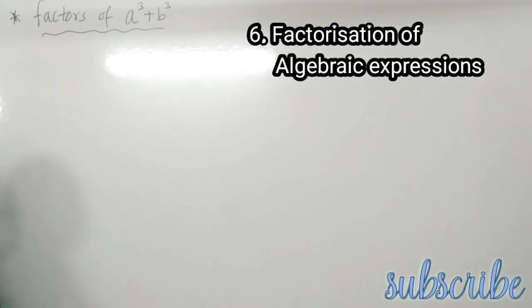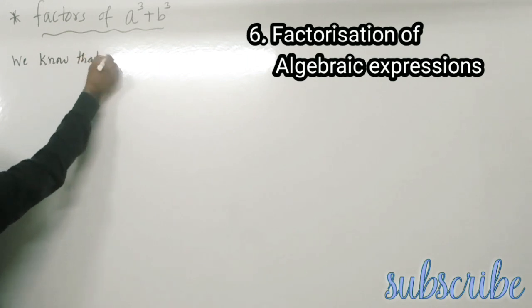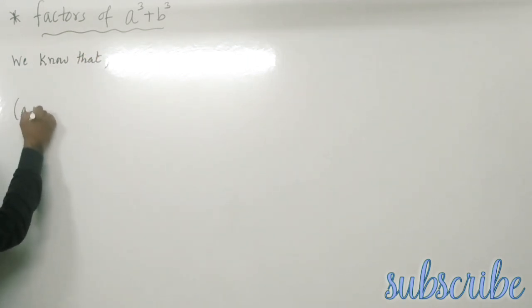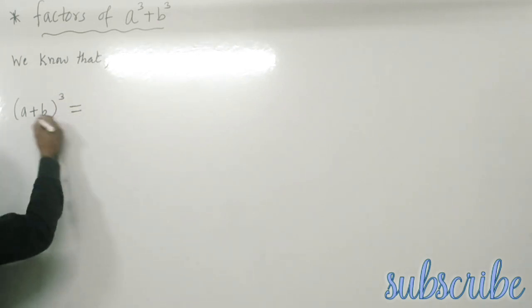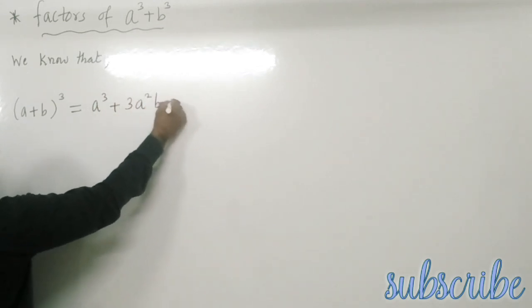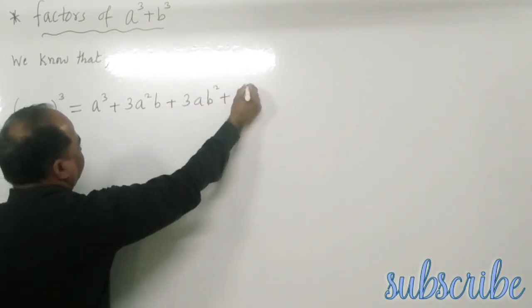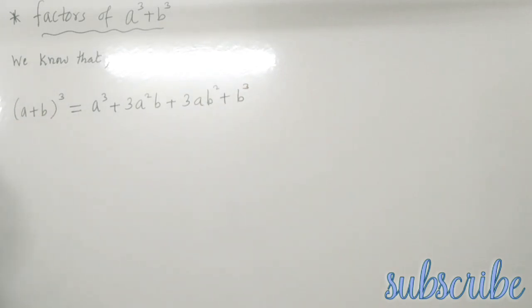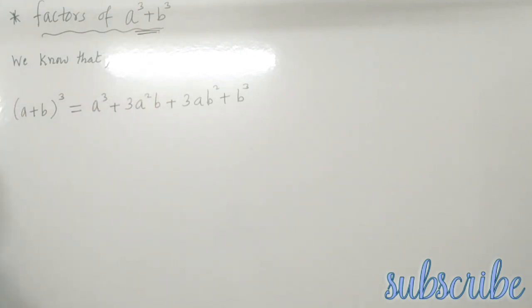Here we have already studied the expansion formula. We know that (a plus b) whole cube is equal to a cube plus 3 a square b plus 3 a b square plus b cube. From this formula we will derive the factors of a cube plus b cube.